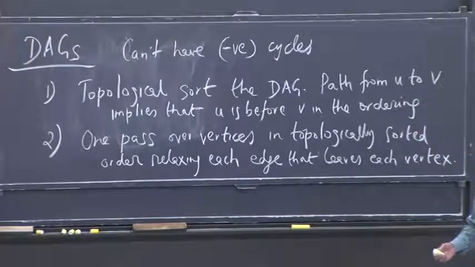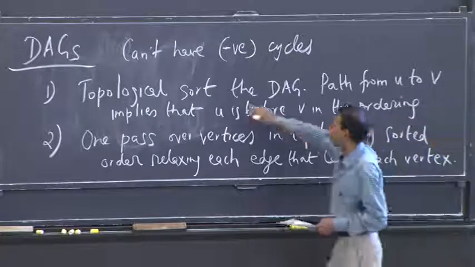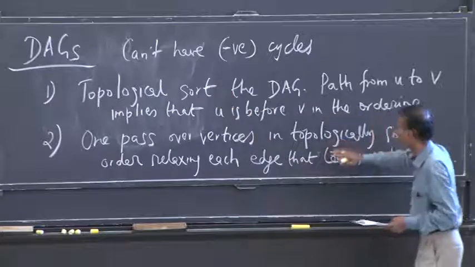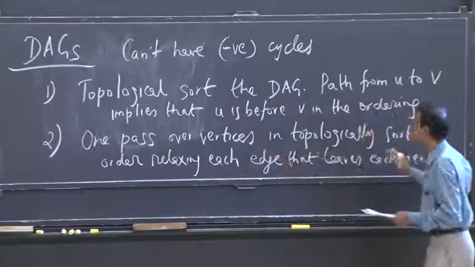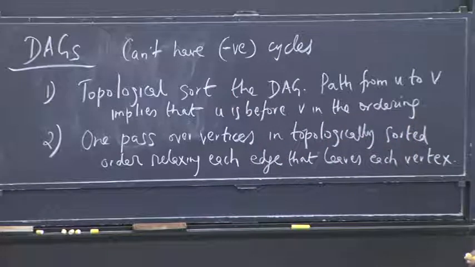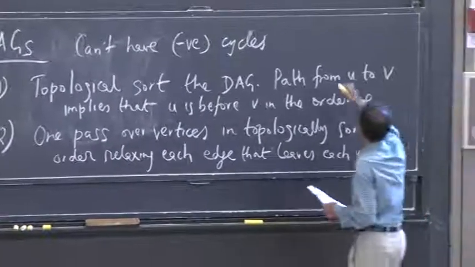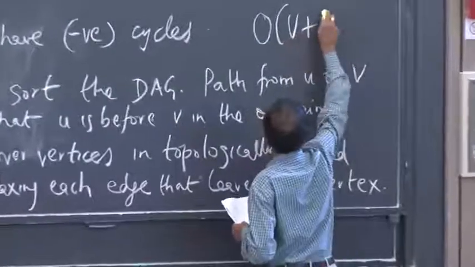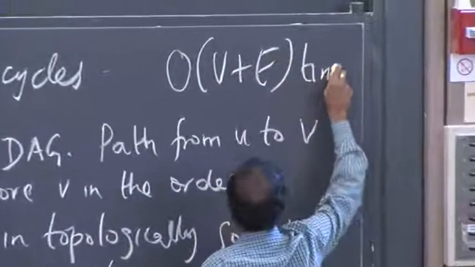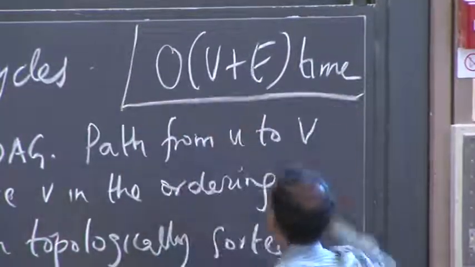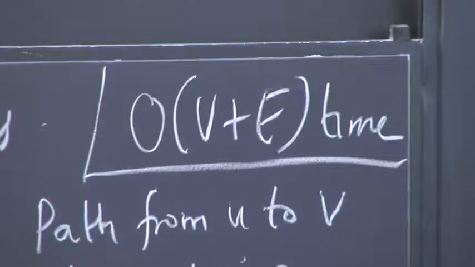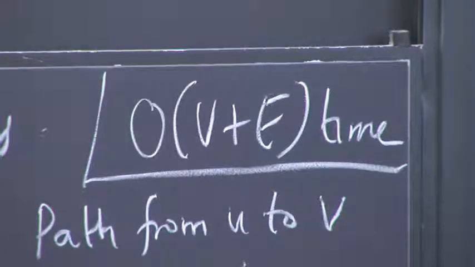And so, you know, topological sorting is order V plus E, includes depth first search. And this pass over the vertices, you're touching each vertex, and you're touching every edge a constant number of times, in this case, once. So this is our first special case shortest path algorithm. And that takes order V plus E time. All right? Why does this work?